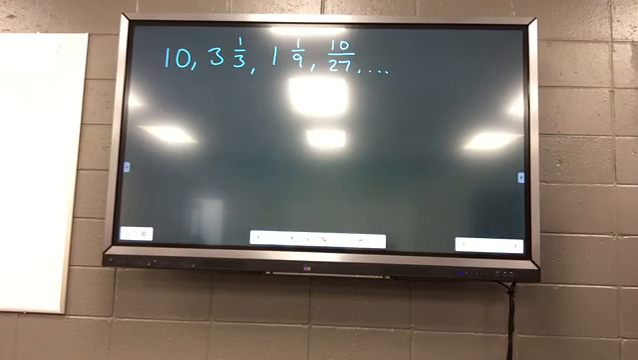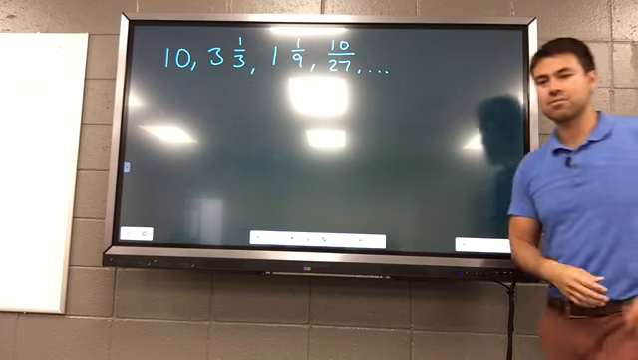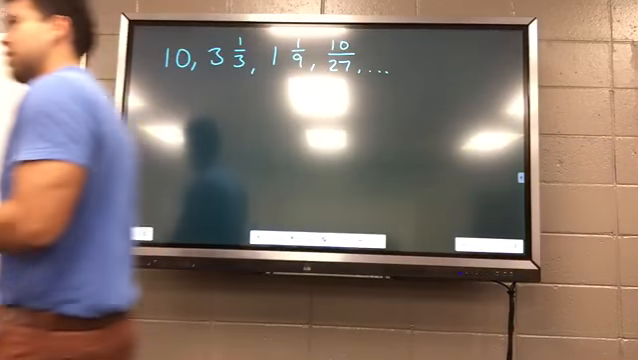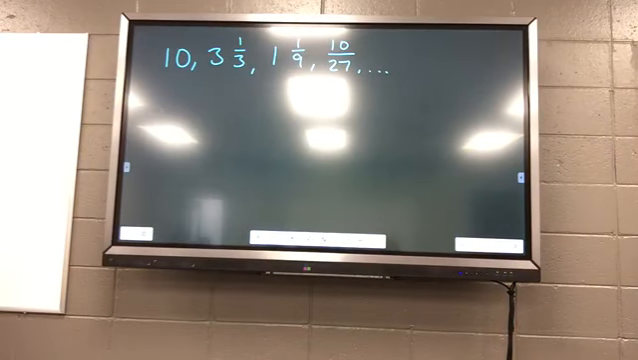Tell me if it's arithmetic or geometric, and here's what I'm going to say. If it's geometric, find me the next term. If it's arithmetic, leave it alone. If it's neither, just say neither and you're done. Anyone have a hint on how to start this one?